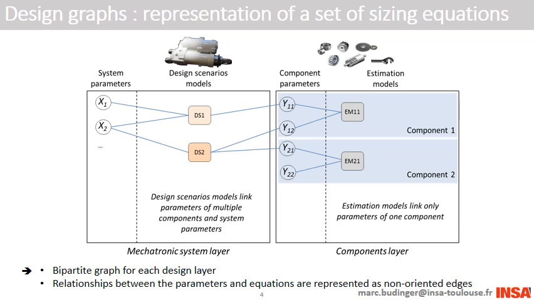A first step links the system layer equations to global system parameters and to component parameters. These equations usually represent the different sizing scenarios of our system. It is the mechatronic layer. A second one links the components' characteristics between themselves thanks to estimation models such as scaling laws. At this level, links are not oriented yet.